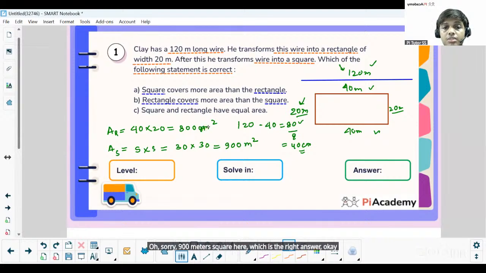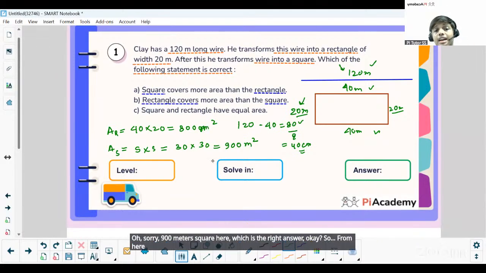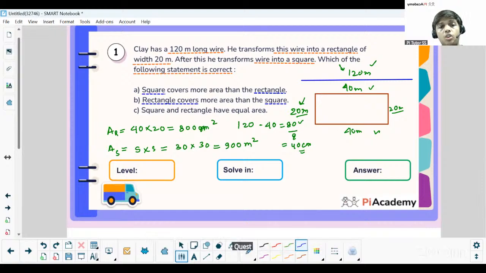Okay. So from here, we are clear that the square is going to have more area than the rectangle. And that is why in the first question, option A is the correct one. Square covers more area than the rectangle.